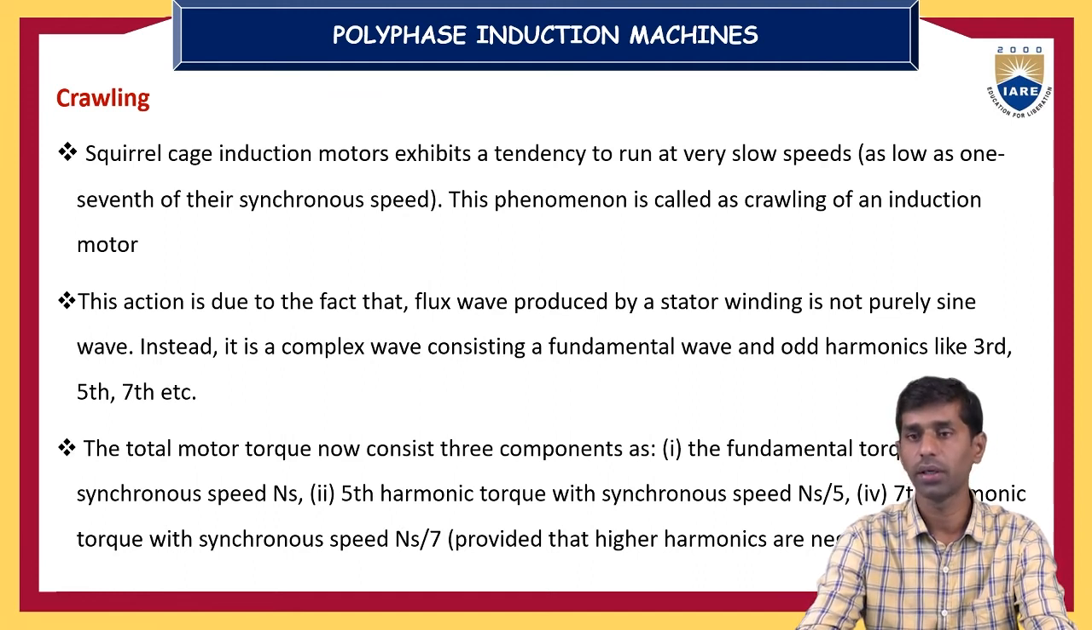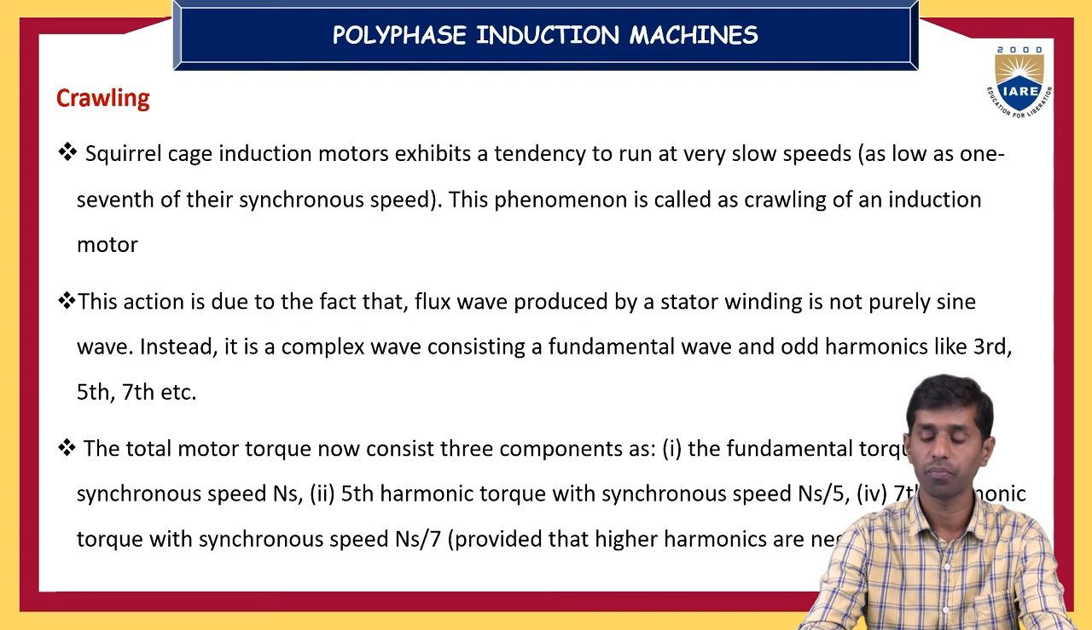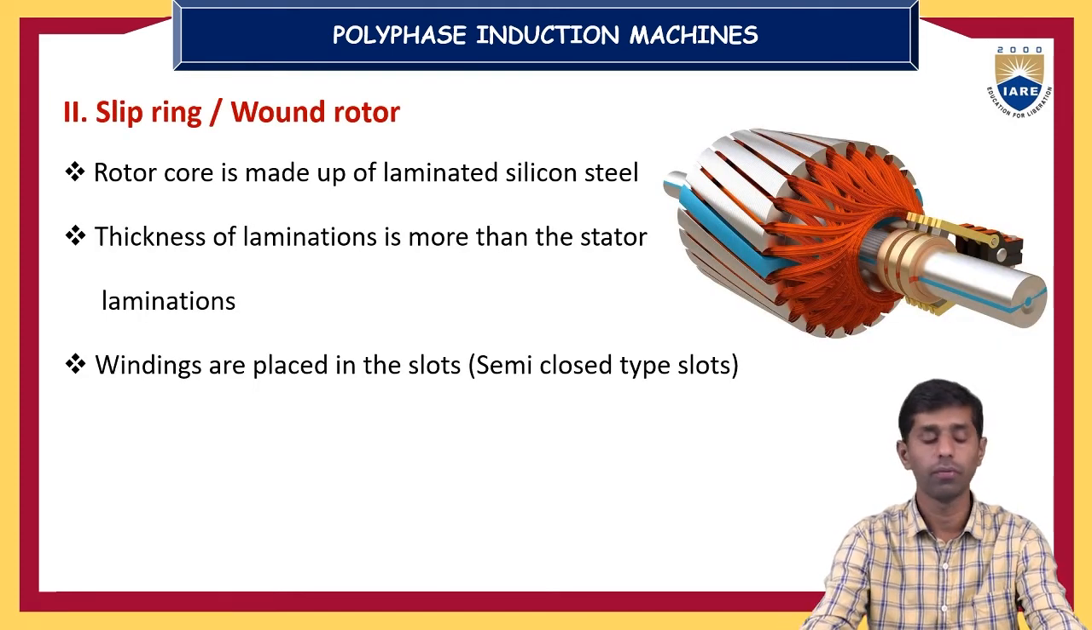The speed of the rotor reduces to Ns by 7, the synchronous speed of the rotating magnetic field divided by 7, which means low rotating speed of the three-phase induction motor. So these phenomena are also overcome in the slip ring induction motor, or wound rotor.